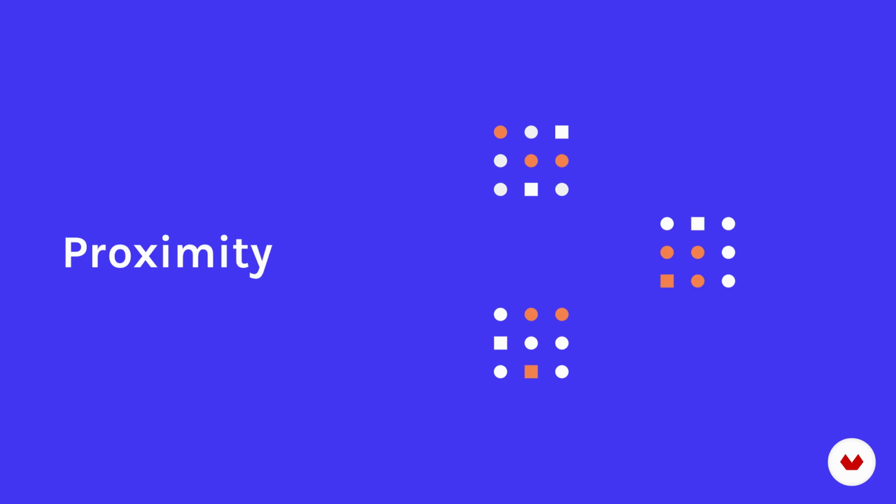Now, the second principle of alignment is proximity. It refers to how close the elements are to one another. Like in this example, the only thing that differentiates the group on the left from the one on the right is the spacing between the lines. And yet, your brain interprets the one on the right as 3 separate groups.